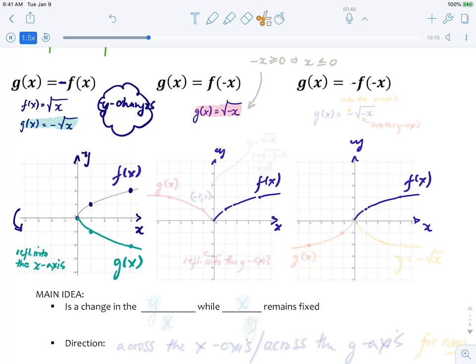So all that means is instead of being on the right side of the y-axis, I'm actually going to the left side, right? So I'm taking all those points, and I'm going to a negative 1 and a negative 4 on the other side. But once again, the origin stays put, okay? So this is my g of x now, which is root of negative x. So a reflection into what axis? Into the y, okay?